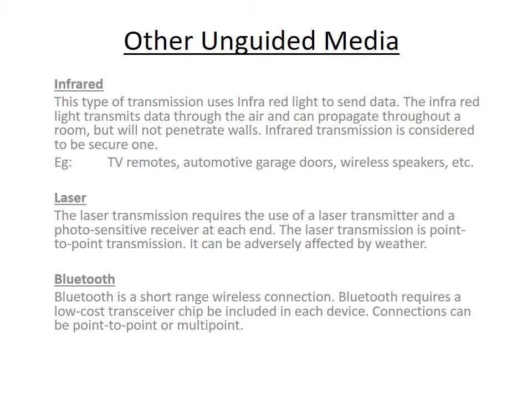Laser. The laser transmission requires the use of a laser transmitter and a photosensitive receiver at each end. The laser transmission is point-to-point transmission. It can be adversely affected by the weather. Bluetooth. Bluetooth is a short-range wireless connection. Bluetooth requires a low-cost transceiver chip to be included in each device. Connections can be point-to-point or multi-point.